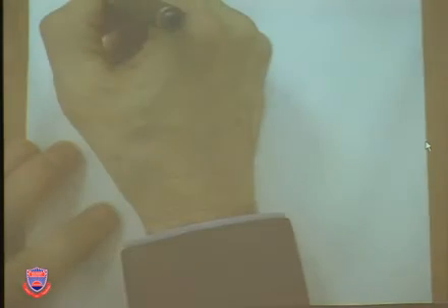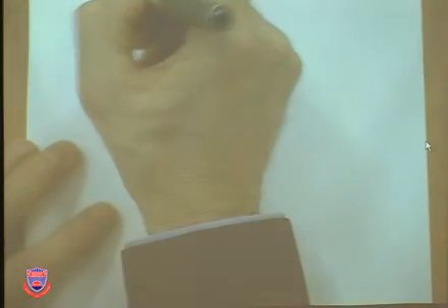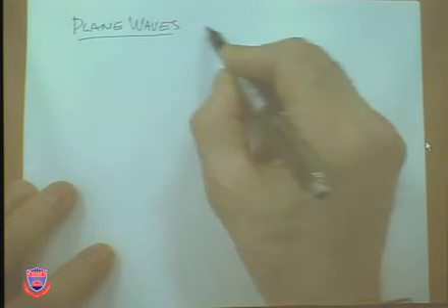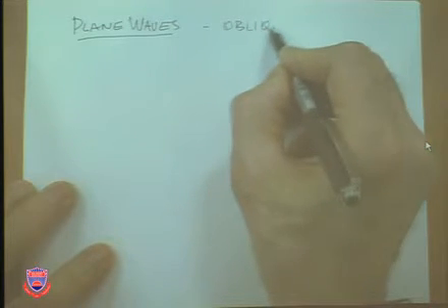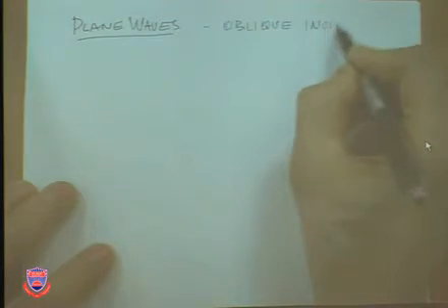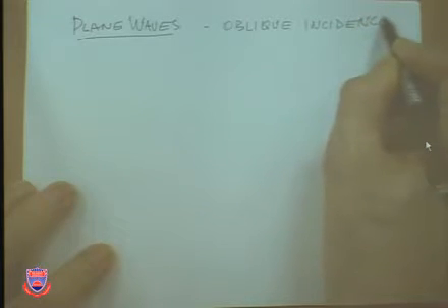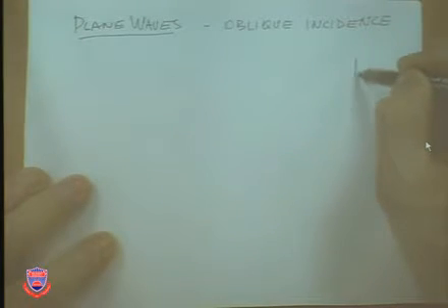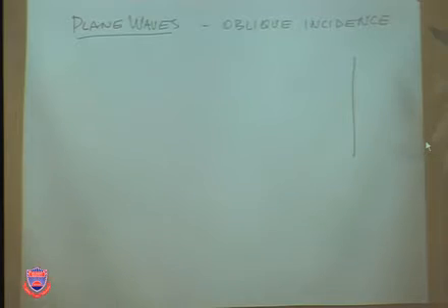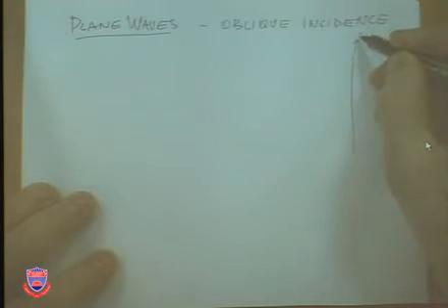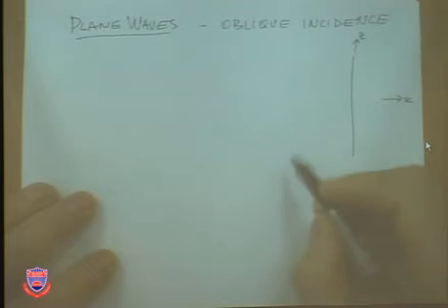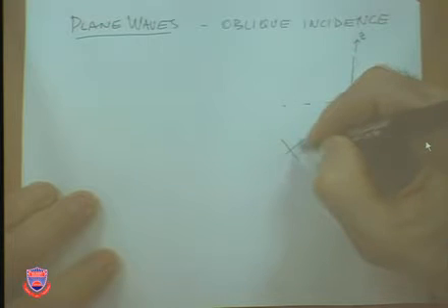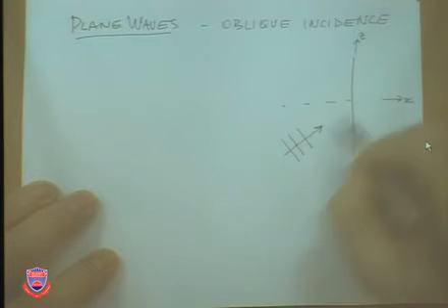Okay, so let's call this plane waves, but instead of normal, we call this oblique incidence. And we'll again start with a rigid surface. Now we need another coordinate, this still being x. You have a plane wave, wave fronts parallel to each other, but in a particular direction.